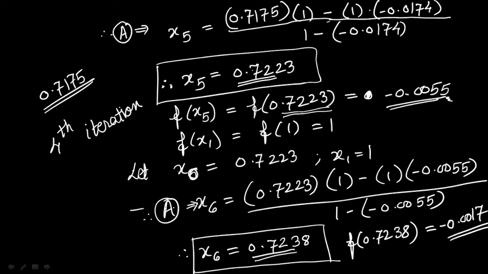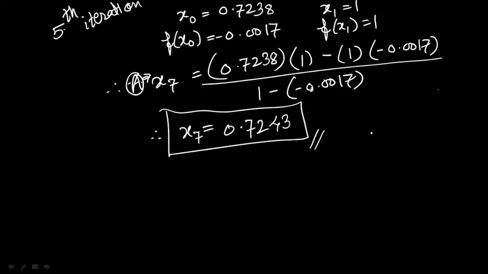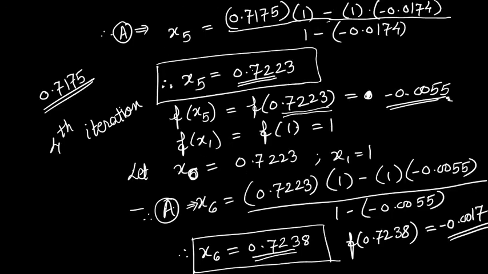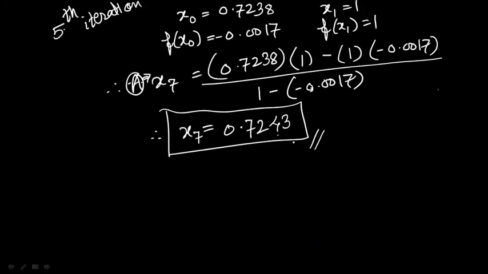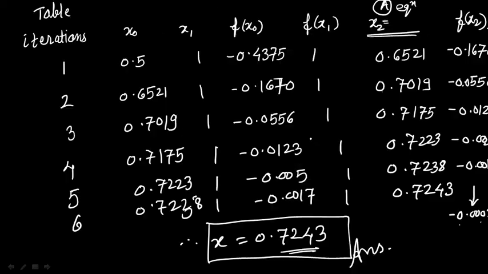Now here this value is minus 0.0017, that means approximately equal to 0. And in the fifth iteration we get the value 0.7243 and here 0.7238. The difference between these two values is less than or equal to 0.0005. Therefore we stop the iteration and we write down these values in the table.